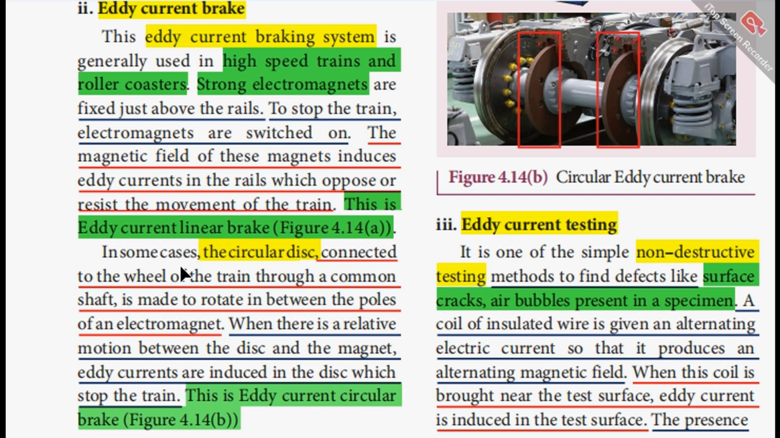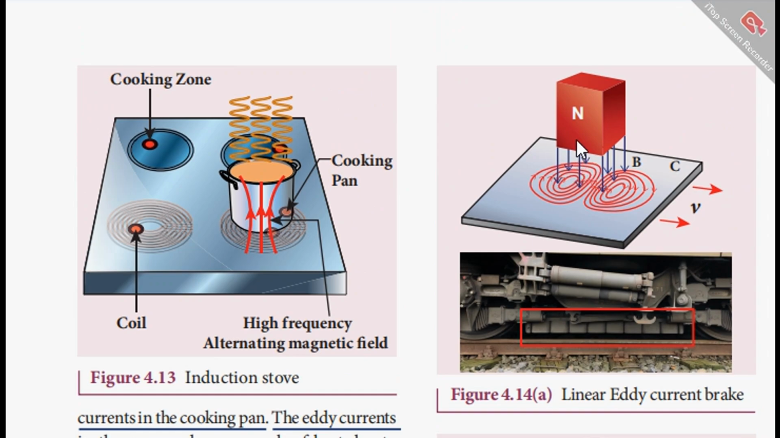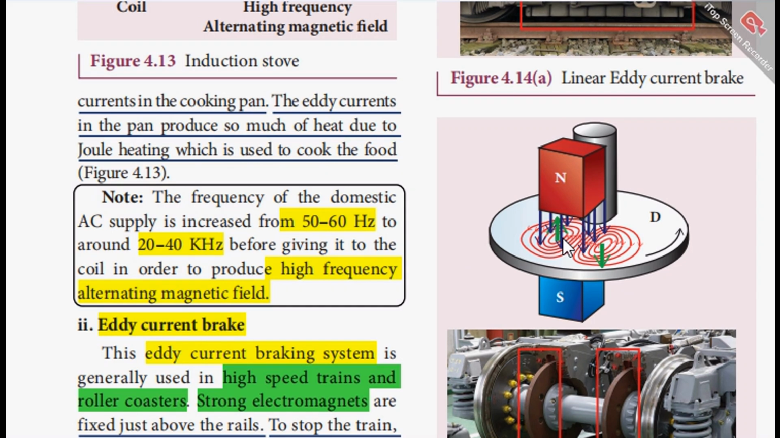But in some cases, a circular disc connected to the wheel of the train through a common shaft is made to rotate in between the poles of an electromagnet like this. When there is relative motion between the disc and the magnet, eddy currents are induced in the disc which stop the train. This is the eddy current circular brake, as shown in 4.14b. So this is a linear eddy current brake and this one is a circular eddy current brake.